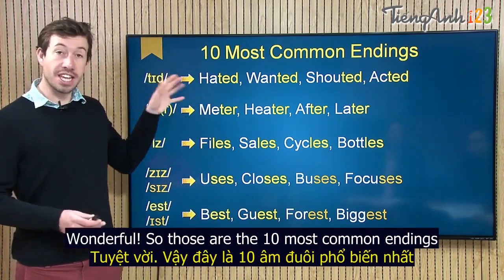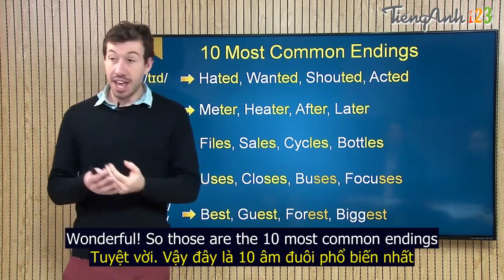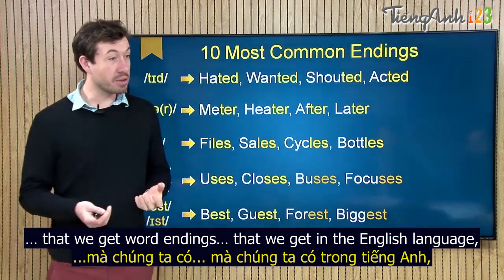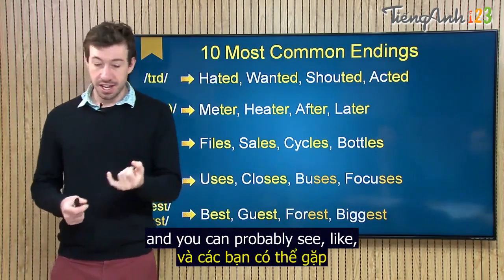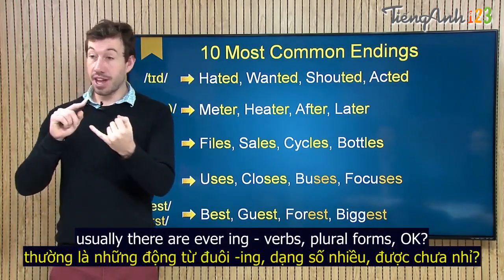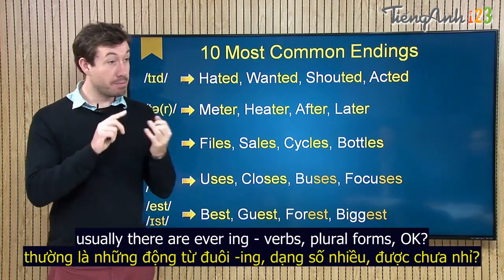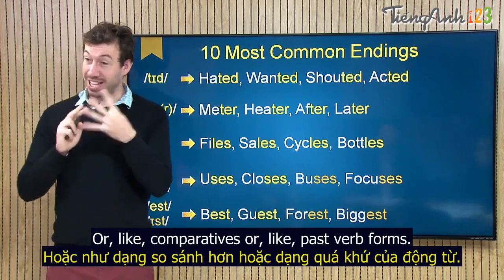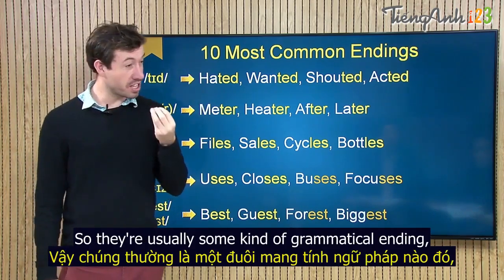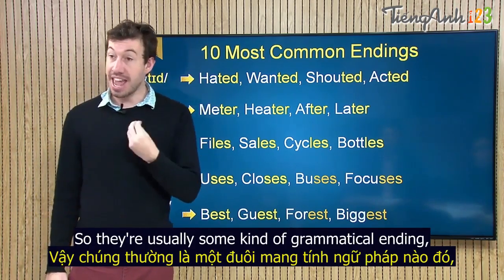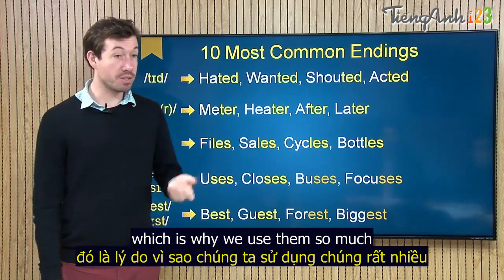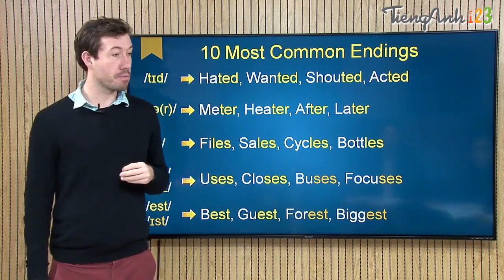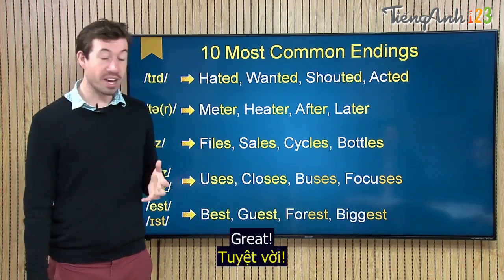Wonderful. So those are the 10 most common word endings that we get in the English language. And you can probably see, usually they're either -ing verbs, plural forms, comparatives, or past verb forms. So they're usually some kind of grammatical ending, which is why we use them so much, because the frequency is very, very high. Great.